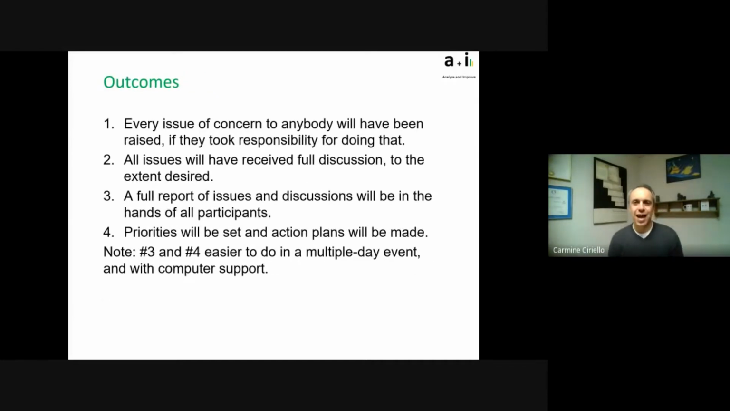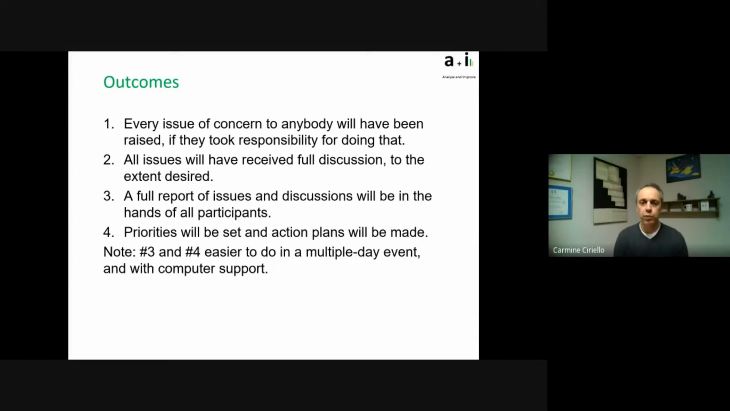Some of the traditional outcomes of using open space, the first one is every issue of concern to anyone will have been raised, especially if they took responsibility for doing it. So if it's something that the attendee cared about, a topic that was very, very important to them, then it will have been raised. All issues that get raised receive full discussion to the extent desired. So if it's a quick discussion, then it will end quick. And if it needs an extended amount of time, then so be it.